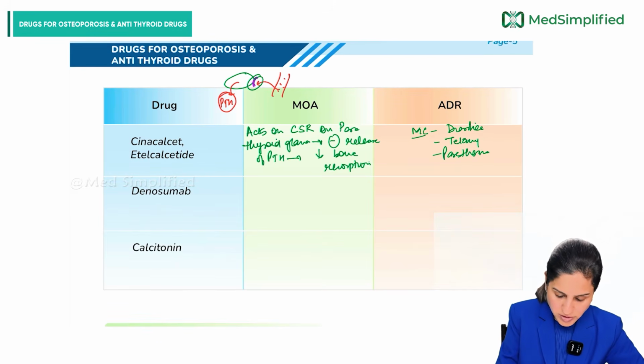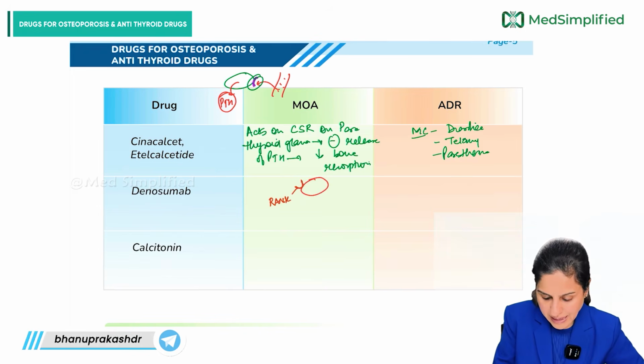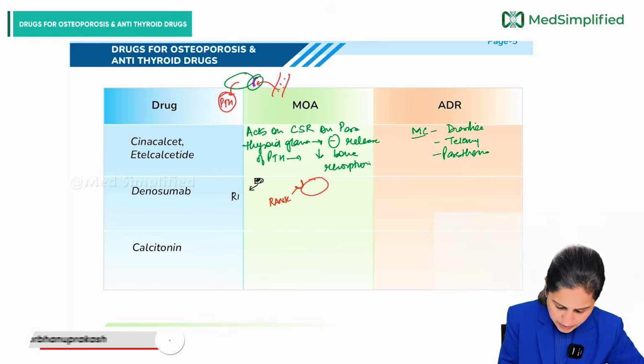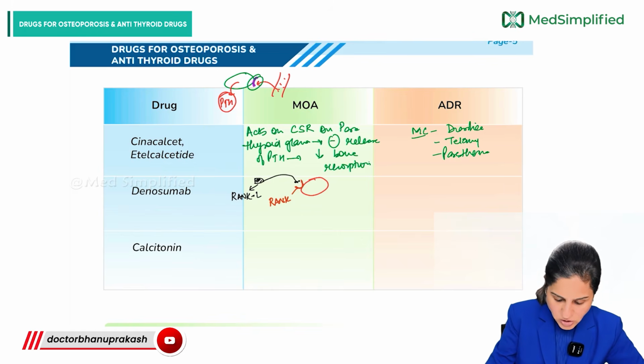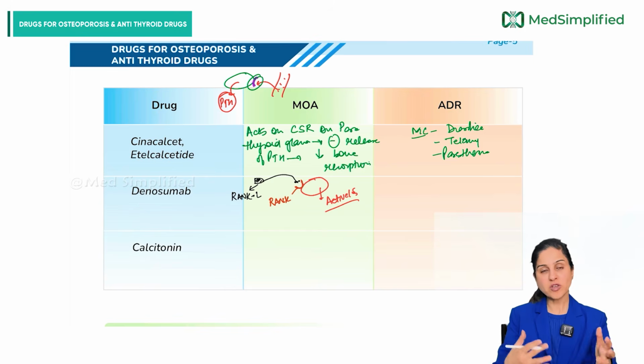Denosumab. Now, denosumab, what is the role? So, this is the osteoclast precursor, and on the osteoclast precursor, we have a receptor which is called as RANK. Now, for this receptor, there is a ligand as well which needs to bind. This is called as rank ligand. So, when rank ligand binds to this rank receptor, it leads to activation of this osteoclast precursor and it leads to formation of the osteoclast.